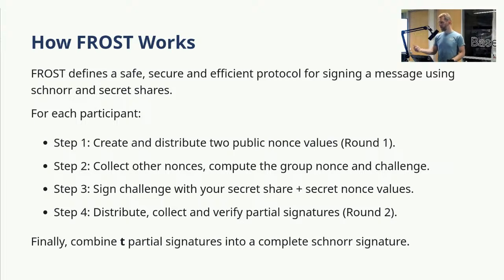This is the actual nonce value that's going to show up in the real signature, the actual aggregated signature, and the challenge. Then once you have that, you can sign the challenge yourself with your secret share plus your individual secret nonce values. Then you distribute your partial signature, you collect partial signatures from others, and verify them, making sure nobody's screwing with you with fake signatures, because a bad signature will ruin the whole thing. Once you get enough partial signatures, you can combine them, and it just turns into a valid, complete Schnorr signature that you can use to spend money. So that's essentially the protocol overview.